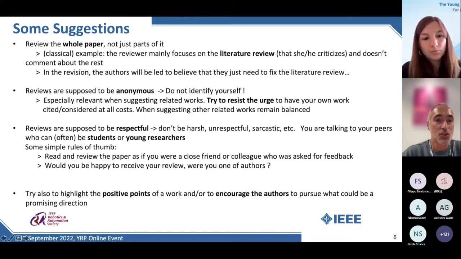Reviewers should be anonymous, must be anonymous, so you don't have to identify yourself. Of course, almost no one writes his own name in the review. I've never seen it. But I've seen many times people who start telling the authors, you forgot to reference this and that paper, and these are all papers from the reviewer or from the group of the reviewer. And this, of course, identifies the reviewer.